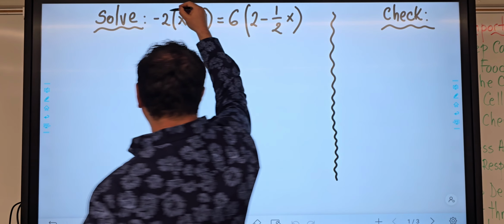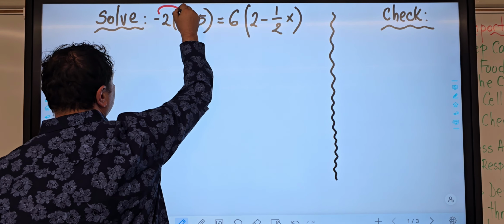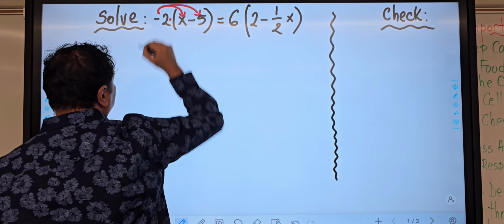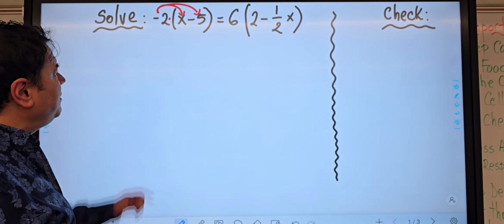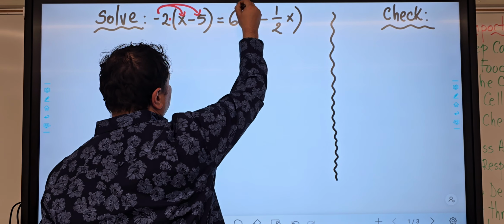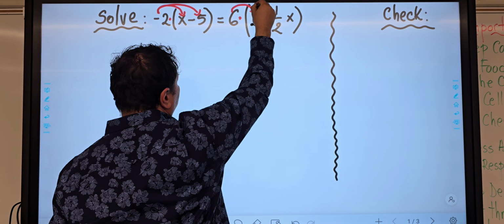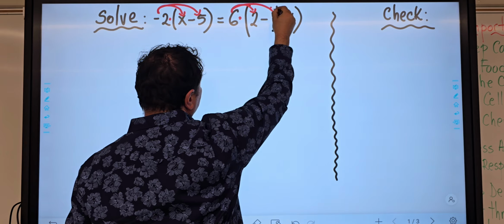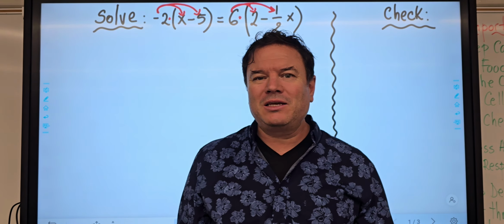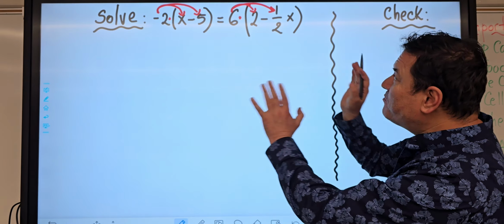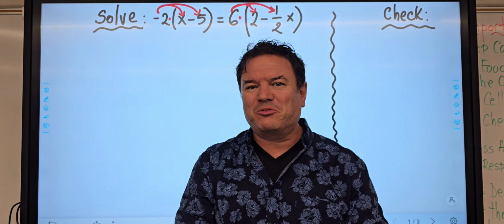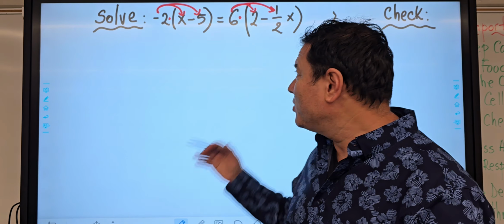And now we are going to distribute negative 2 over x and negative 2 over negative 5. Remember, we have a multiplication there between negative 2 and the parenthesis. The same here, we have a multiplication. And then we are going to distribute 6 over 2 and 6 to negative 1 over 2x. And let's see what we get. Remember, anytime we have parentheses in an equation, we are going to use the distributive property first. Okay? So let's multiply here.